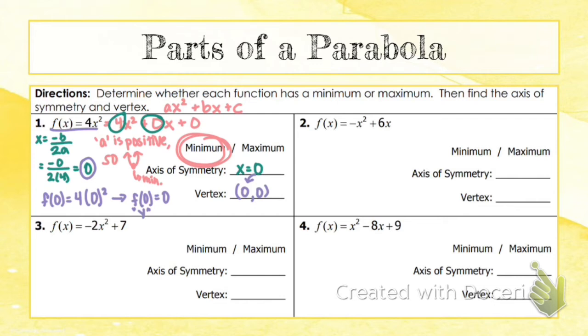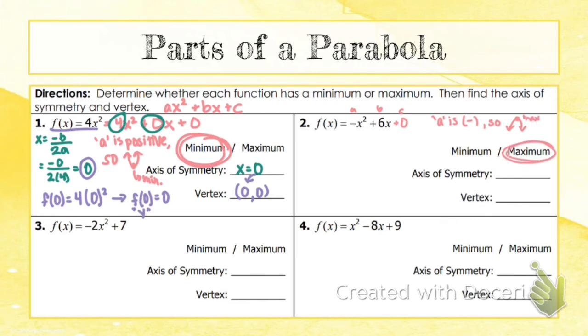So we have f of x equals negative x squared plus 6x. We can add a plus 0 on here to have a, b, and c. A is negative. So we have a parabola pointing down, meaning that our vertex is a maximum.